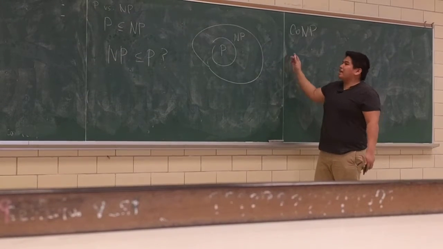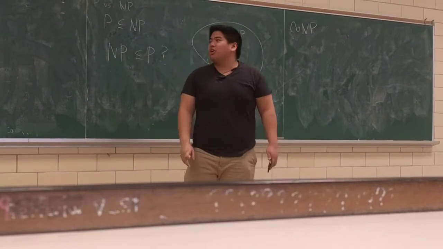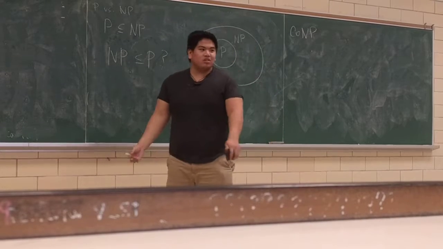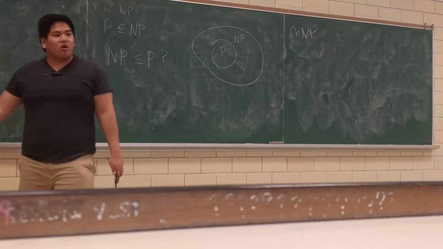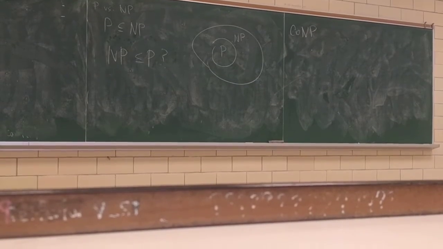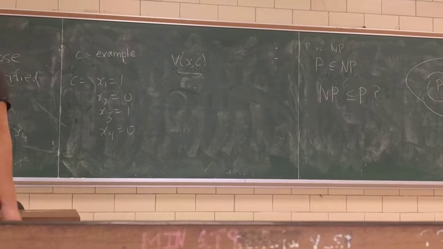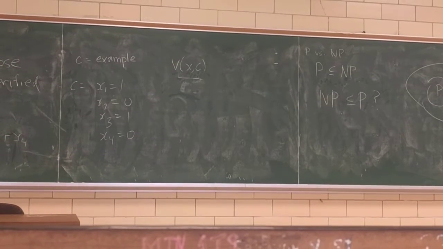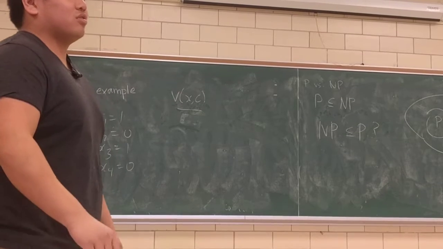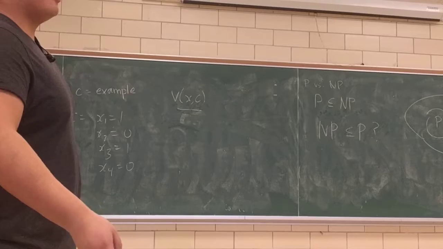Alright, the set of problems whose no instances can be verified in polynomial time. So if I tell you the answer is no, I can verify that in polynomial time. Literally change that statement and put no instead of yes. Wait, doesn't that mean the problem itself is polynomial time? No, you can't say anything about the yes instances. Oh, I see. It's just the opposite.